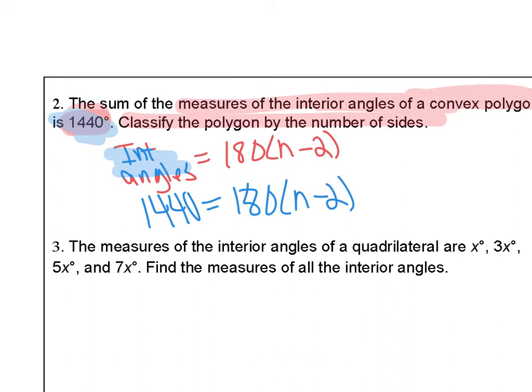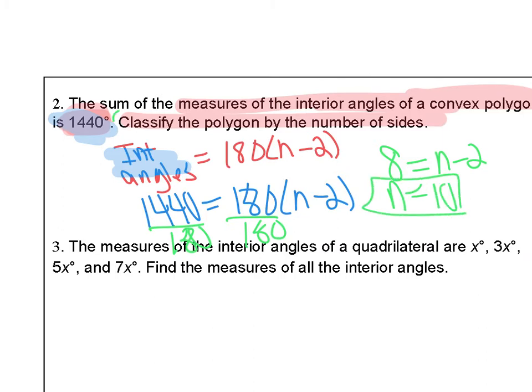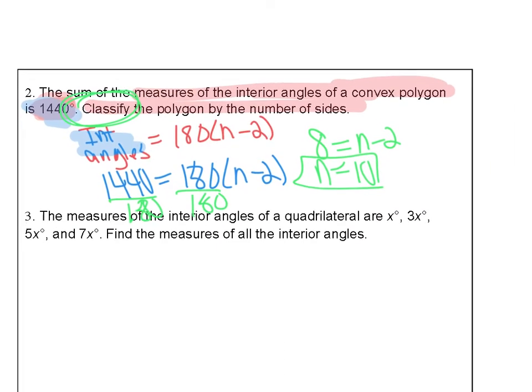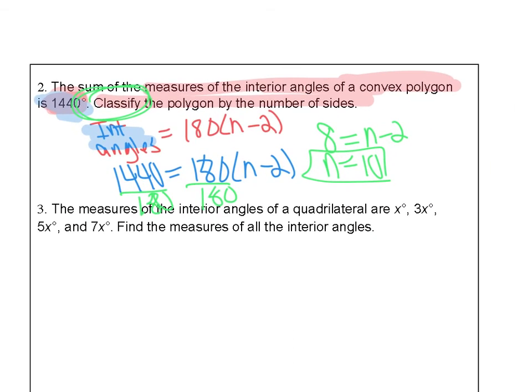And remember our trick we talked about, if we just divide out 180 first, that makes our life so much easier. So we would say that 1440 divided by 180 is 8 equals n minus 2. So we'd add 2 to both sides and we'd get 10. So we know it has 10 sides, but when it says to classify it, remember we're using those vocabulary words like heptagon, hexagon, pentagon, all of those. So we want to actually use our agon words to describe it. And a 10-sided shape is a decagon.